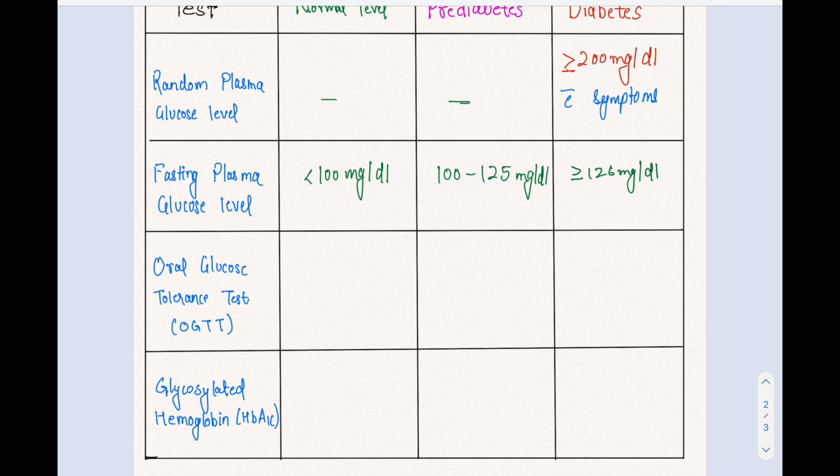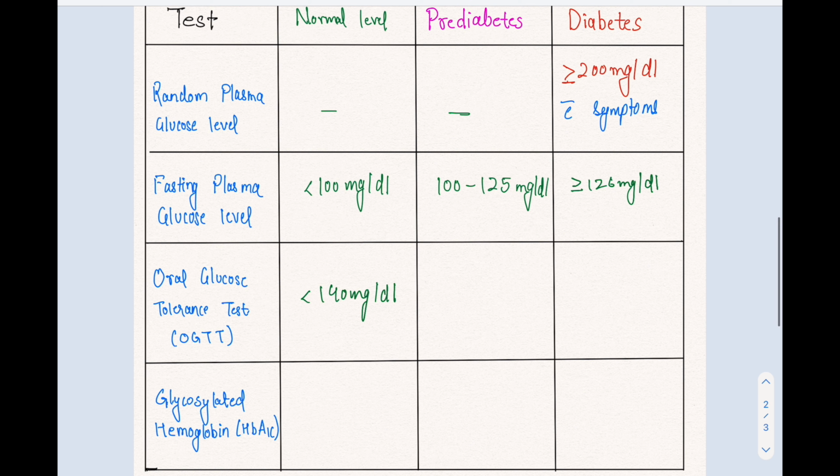This test is performed by giving 75 grams of anhydrous glucose dissolved in water and then taking the samples after 2 hours and measuring the glucose concentration in the plasma. If it is less than 140 milligram per deciliter, it will be normal. It would be pre-diabetic if it is between 140 to 199 milligram per deciliter, and the diabetic range would be more than or equal to 200, same as your random plasma glucose level.